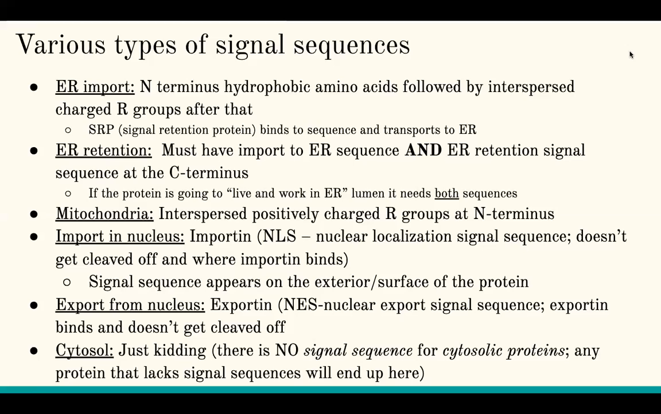I just have a question about the ER retention. When you say must have import to ER sequence, are you referring to the N terminus signal sequence? Yes. And then for the retention sequence on the C terminus, that has to stay on, so that won't get cleaved, correct? Correct. Because if you cleave it, then the protein's going to be like, wait, where am I supposed to go?